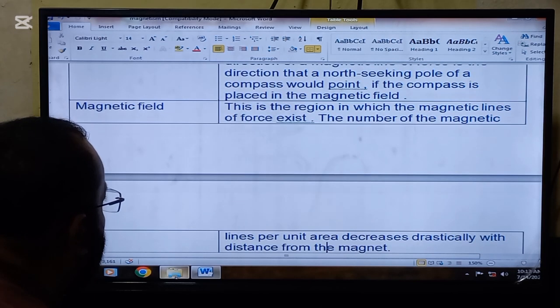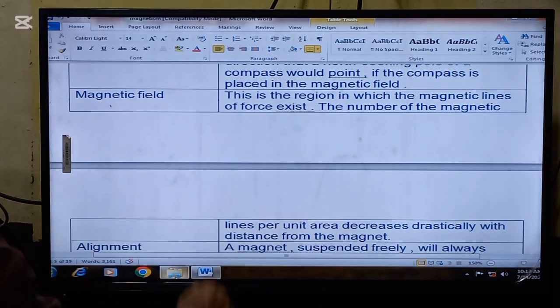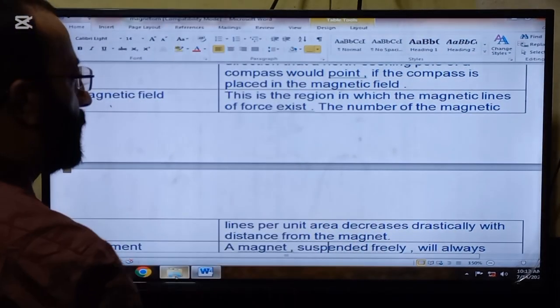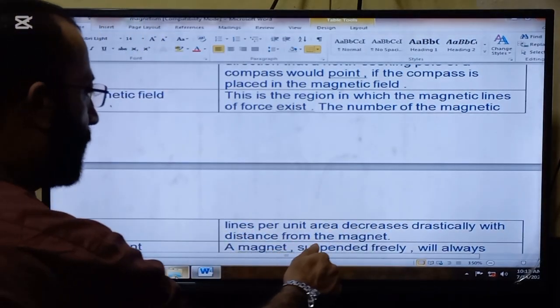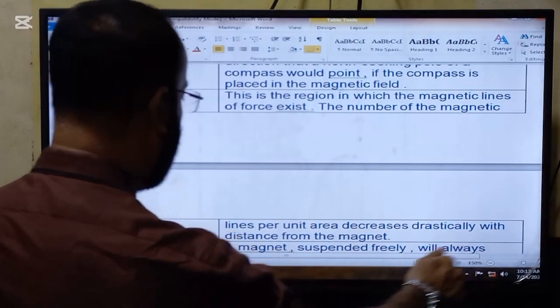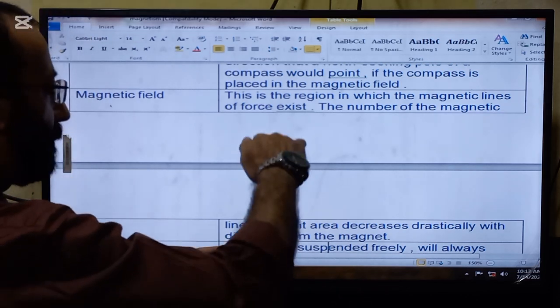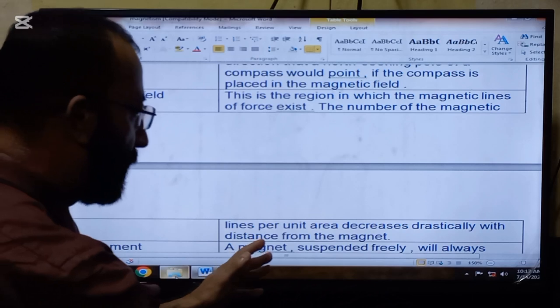The next thing that we are going to read is the magnetic field, and here is the description. This is the region in which the magnetic lines of force exist. The number of magnetic lines per unit area decreases drastically with distance from the magnet. So as you go far from the magnet, the number of magnetic lines will decrease.